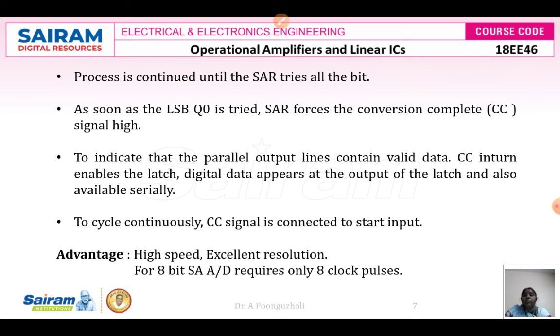This process continues until the SAR tries all the bits. As soon as the LSB Q0 is tried, the SAR will force the conversion complete signal high. This indicates that the parallel output lines contain valid data, and the conversion complete will in turn enable the latch. The digital data will appear at the output of the latch and can also be available serially. To cycle this process continuously, the conversion complete signal is tied to the start input.